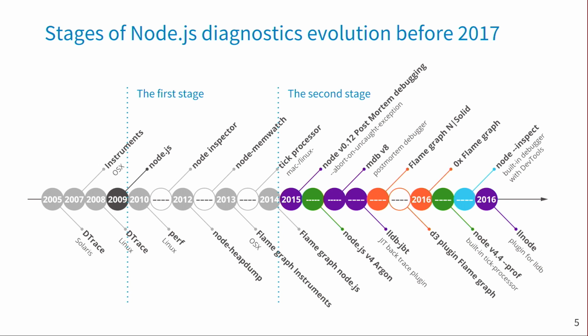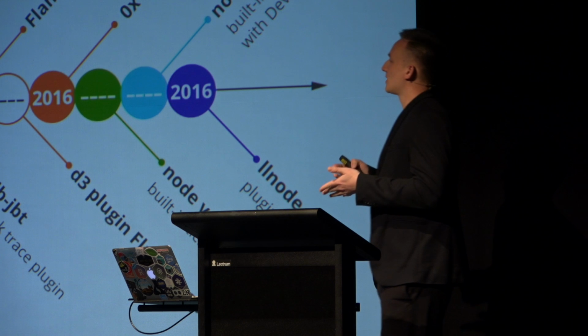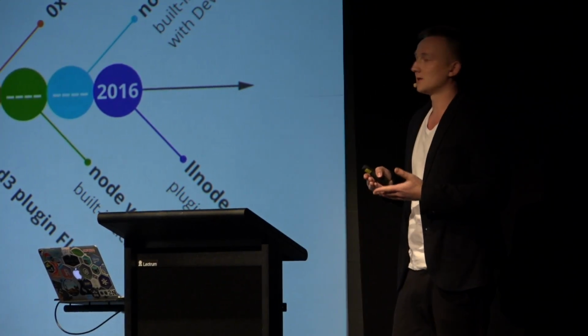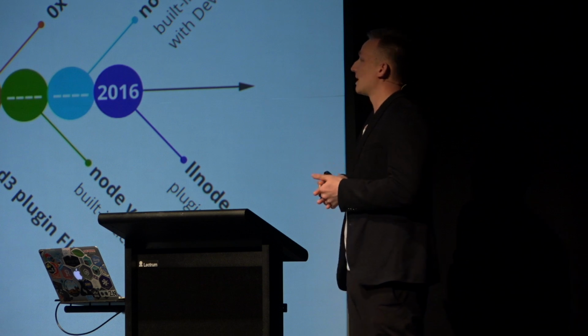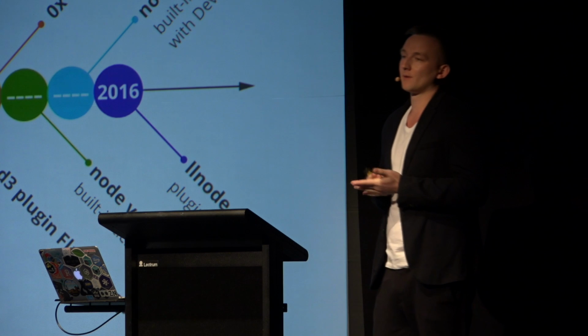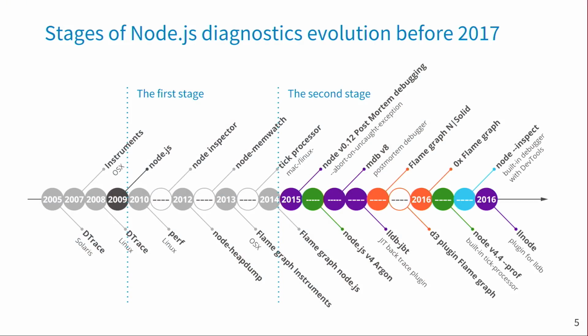Cool. But some popular instruments appeared before Node.js, such as system profiler, dtrace, perf, and instruments, and they're still in use. After Node.js appeared, tools from the first stage began to appear: heap dump, memory watch, node inspector, and basically those tools were effective in development and not in production.